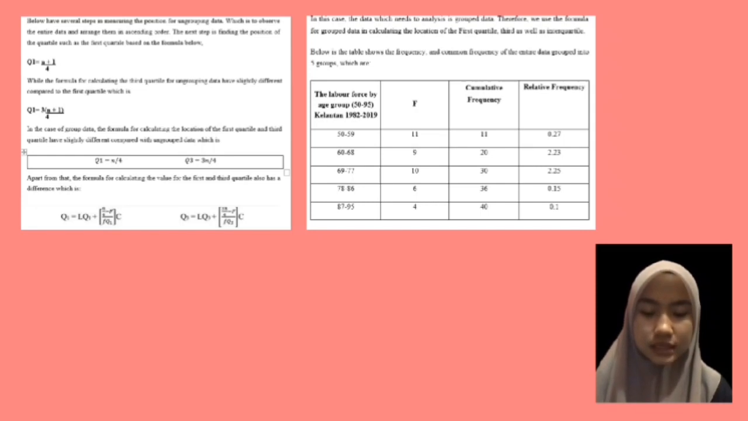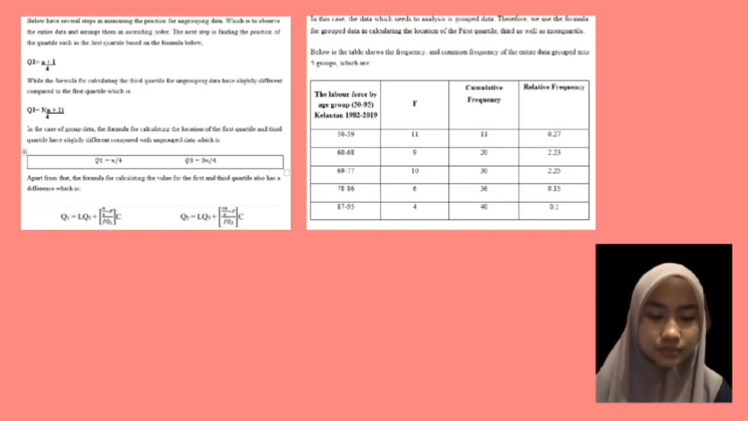In the case of grouped data, the formula for calculating the location of the first quartile and third quartile is slightly different compared to ungrouped data, which is Q1 equal n divided by 4. Second, Q3 equal 3n divided by 4. Apart from that, the formula for calculating the value of the first and third quartile is also different. In this case, the data to be analyzed is grouped data. Therefore, we use the formula for grouped data in calculating the location of the first quartile, third quartile, as well as interquartile range.